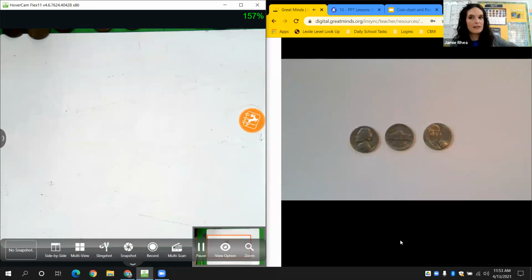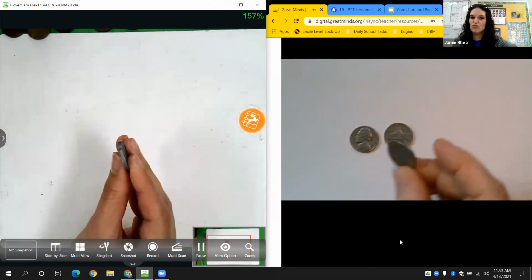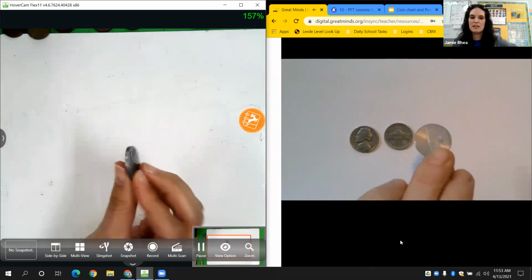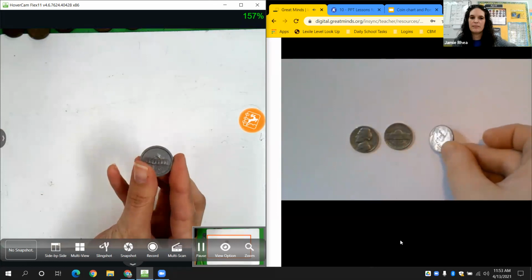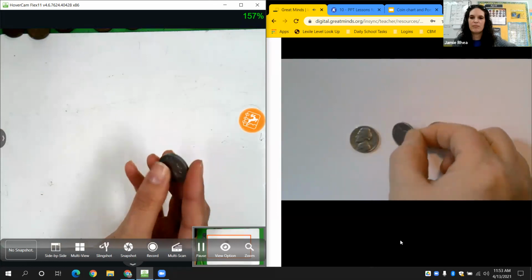What did our poem say? I'll take a moment and pick one and examine it. Look at the size, the color, look at the front and back. How are we going to remember that this is a nickel?